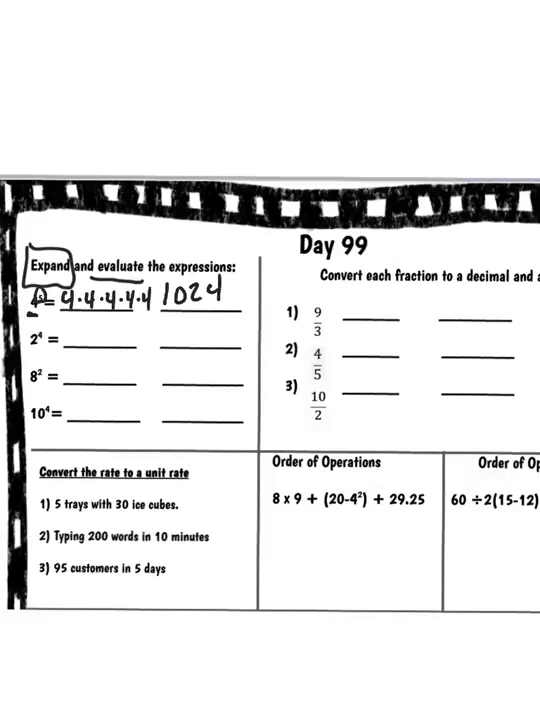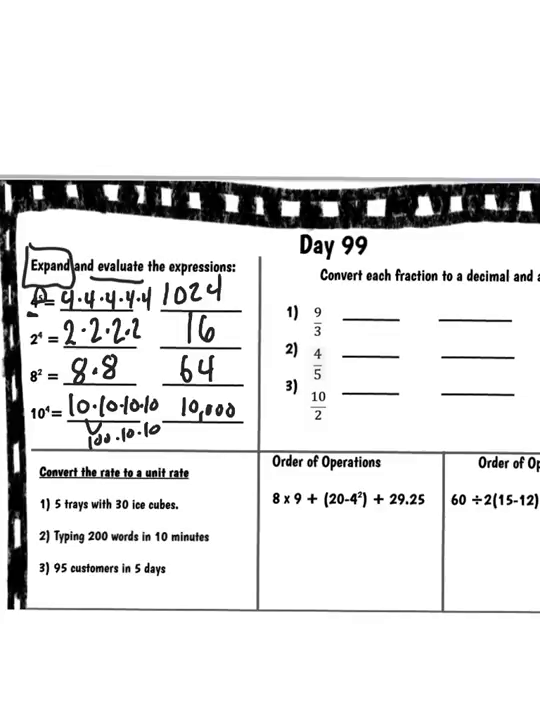Then we just do the same process for the rest of our exponents. So we have 2 times 2 times 2 times 2, which is 2 times 2 is 4, 4 times 2 is 8, and 8 times 2 is 16. This is 8 times 8, which is 64. And then 10 times 10 times 10 times 10, which gives me 100 here, times 10, which is 1,000, times 10, which is 10,000. If I get anything wrong, feel free to correct me, email me, text me, whatever you need to do.